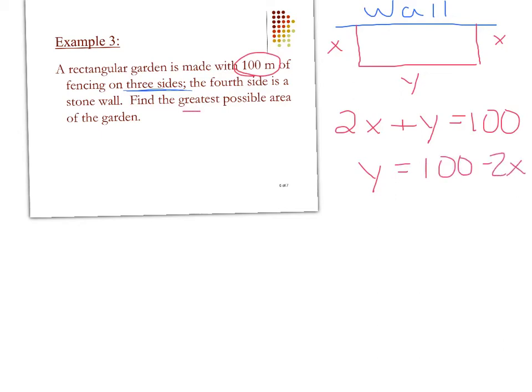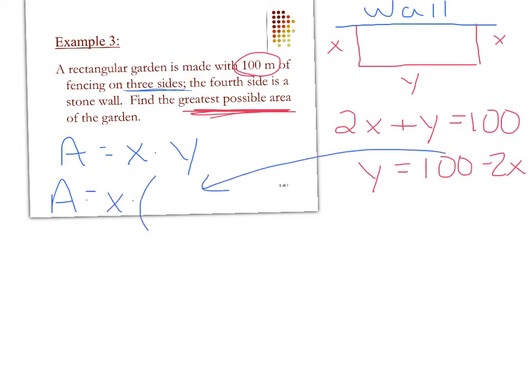But if you remember, we're finding the greatest possible area. So I will come over here and say area is still going to be just x times y. So I'm going to plug it in. It's x times, I'll take this and put it here, so that'll be 100 minus 2x. So my area is going to be 100x minus 2x squared.